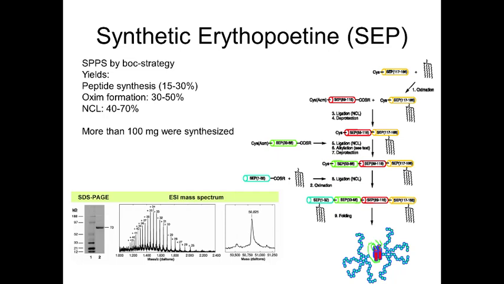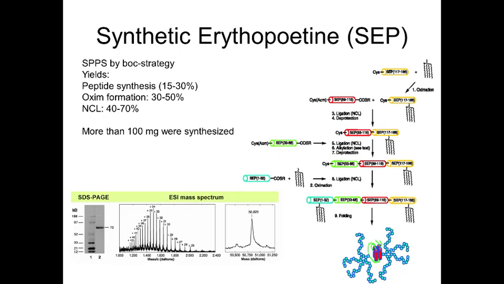All the peptide fragments were synthesized by the Merrifield approach, so using a Boc protection group strategy. The yields of the peptide synthesis of the individual fragments were 15 to 30%. The yields for coupling the polymer functionalities to the peptide units via oxime formation were 30 to 50%, and the yields for native chemical ligation varied between 40 and 70%.